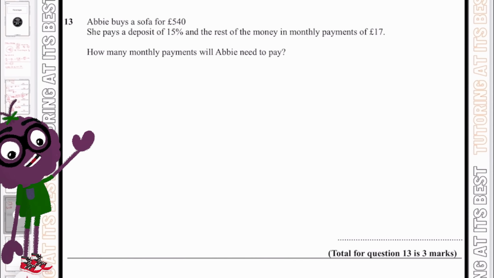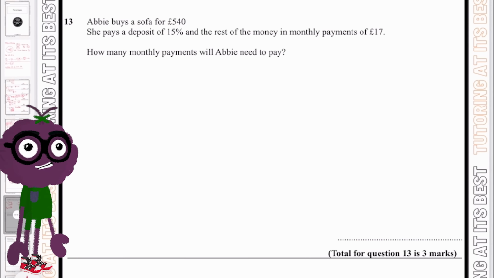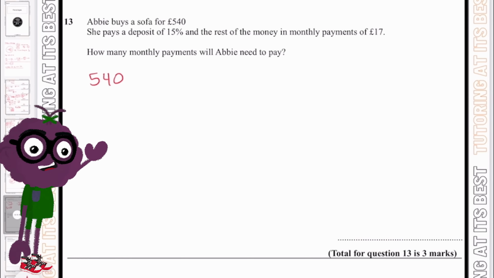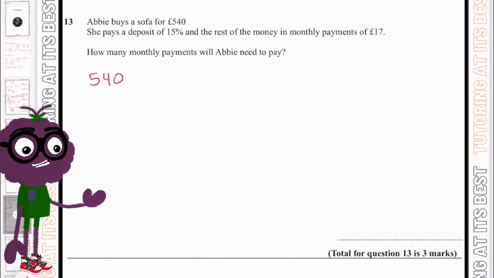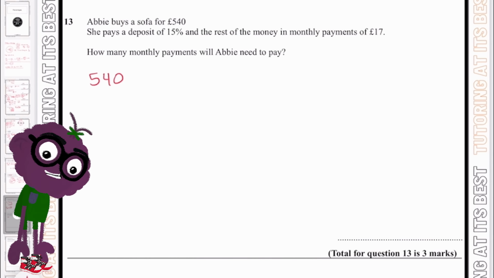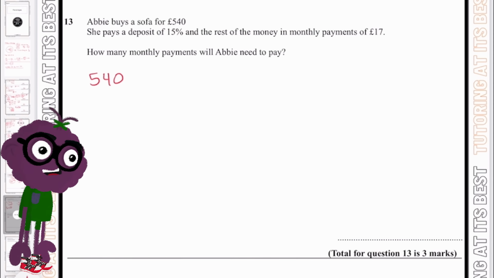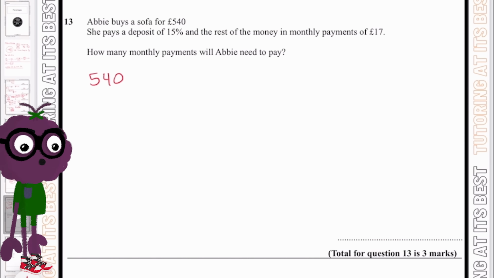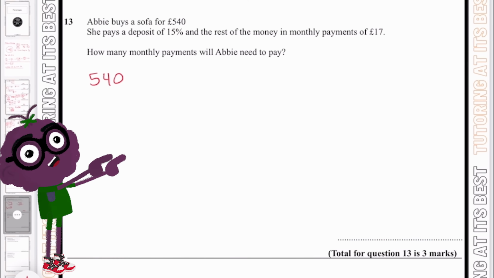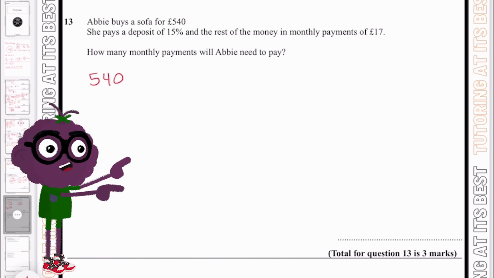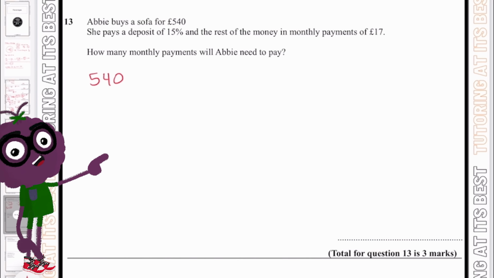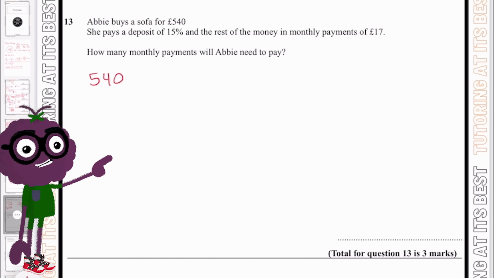Question 13. Abby buys a sofa for £540 and she pays a deposit of 15% and the rest of the money in monthly payments of £17. So how much monthly payments will Abby need to pay? Again, this is a real life question. I would highly recommend that you get used to questions like this. So when you do really need to buy something, you are good to go.